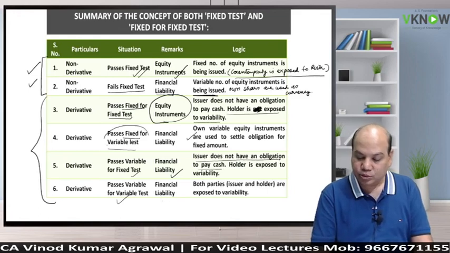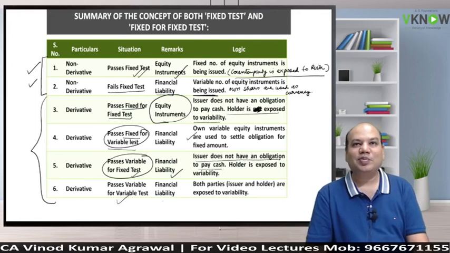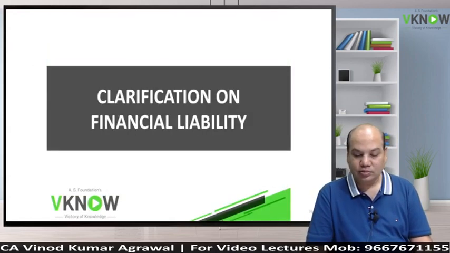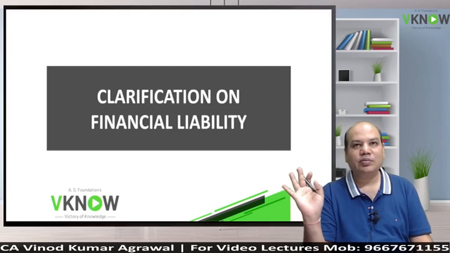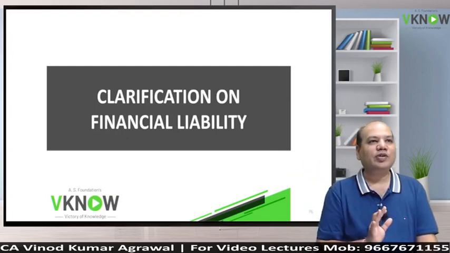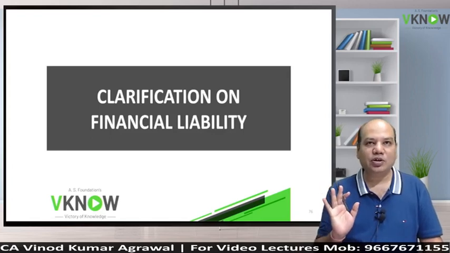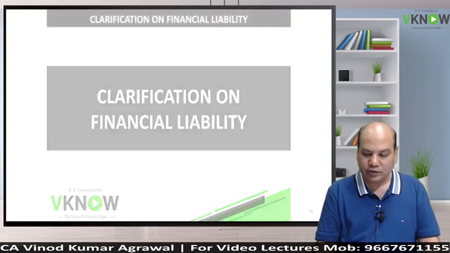And then the case that fails both, variable for variable. If you fail either of the two tests, it's a financial liability. If you fail both tests, you are bound to have a financial liability. Okay, both parties are exposed to the risk here. So in short, if you don't want to remember so much, only one thing: fixed for fixed is equity, and if any of the two elements is varying, either cash or equity shares, then it is a financial liability, whether it is a derivative contract or a non-derivative contract.